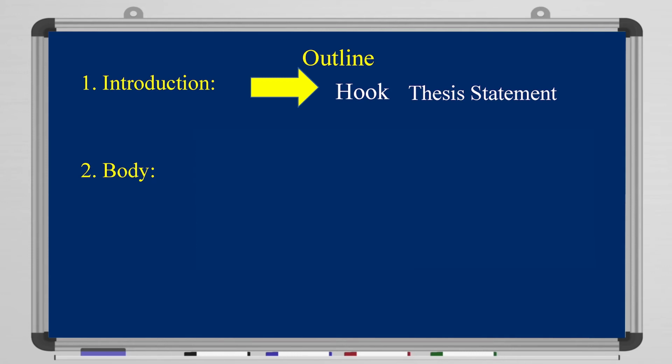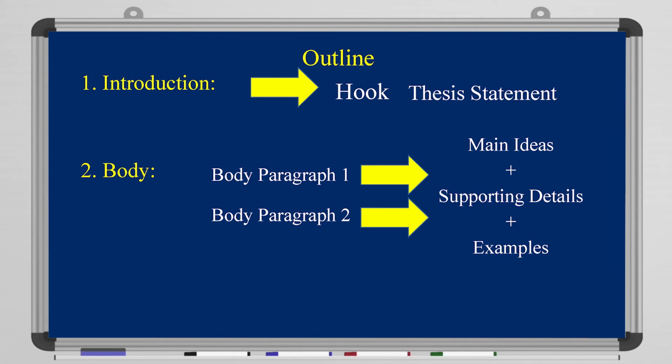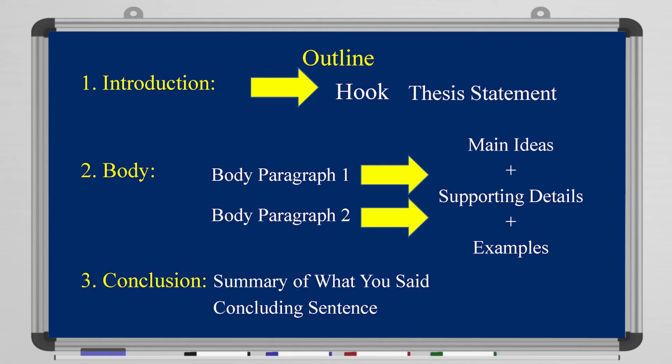I have 2 body paragraphs. In these body paragraphs are your ideas, your thoughts, your examples. I want your main ideas. I want your supporting details and your examples, okay? For the last paragraph, I want your conclusion. Give me a summary of what you said. That's all I want. And if you want, you can add a little bit of your own opinion also in the conclusion. Okay? Don't worry, we're going to look at it bit by bit and piece by piece.